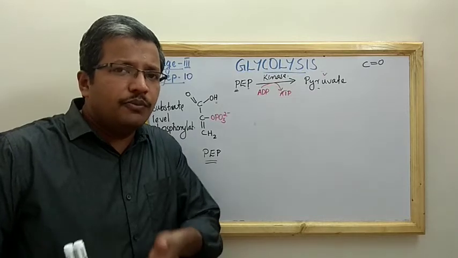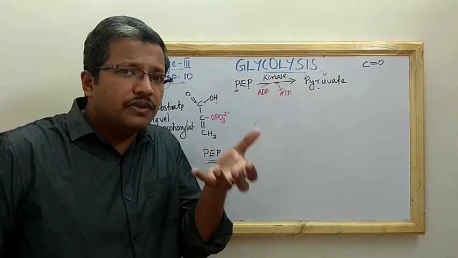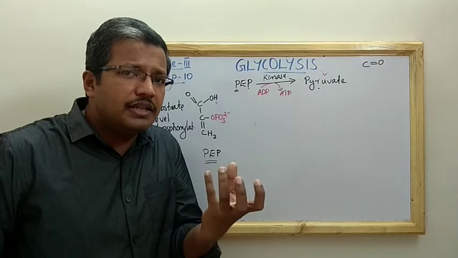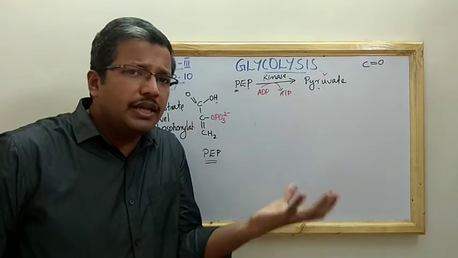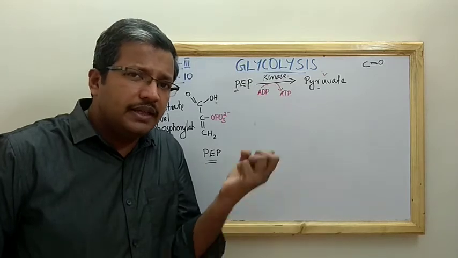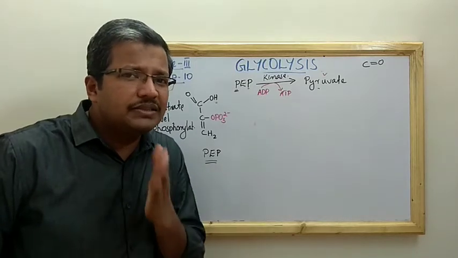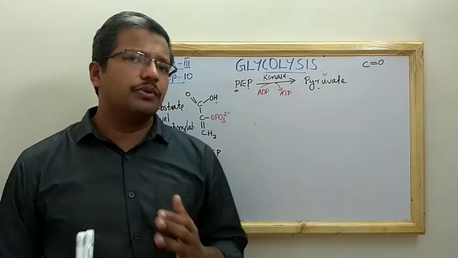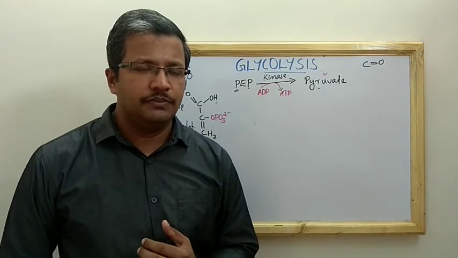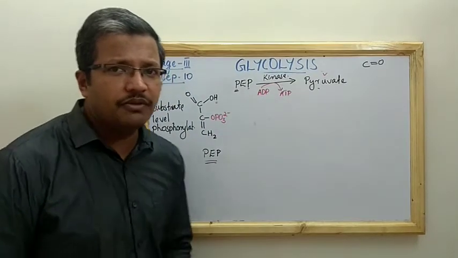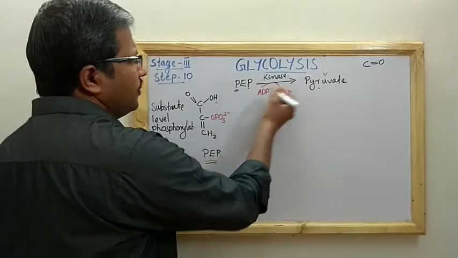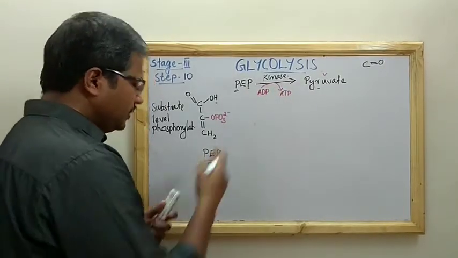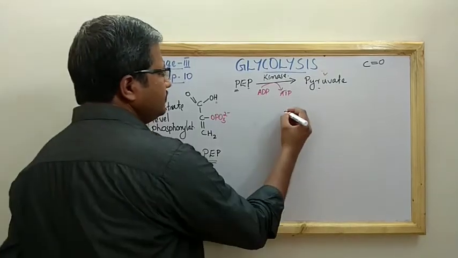So the phosphoryl group transfer potential is retained in the substrate other than ATP, and as a result, from the substrate into the ADP phosphoryl transfer happens, and ATP is formed. Such reactions are known as substrate level phosphorylation. So this particular step is an example for substrate level phosphorylation. Okay, so phosphoenol pyruvate is changing into pyruvate. So let us see the reaction.